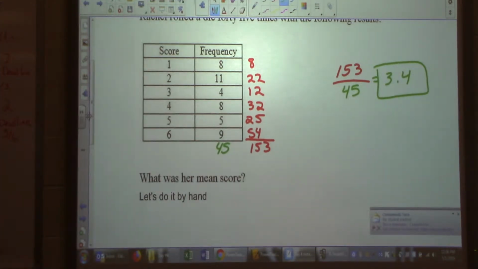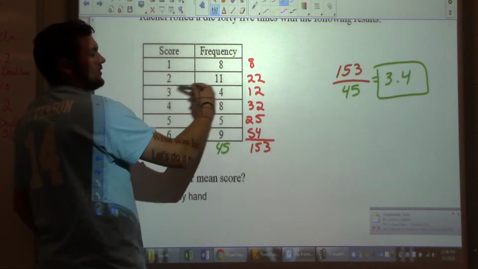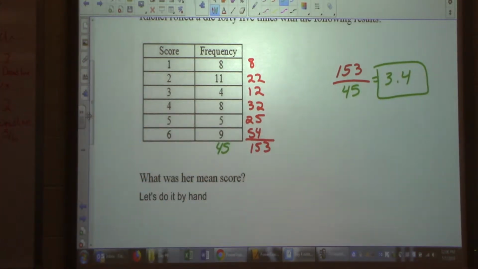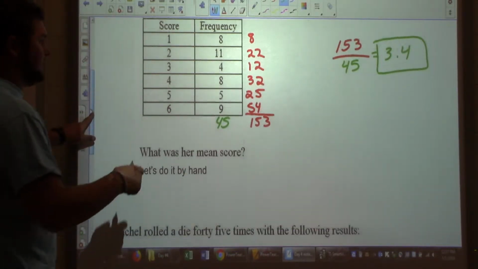So when you're doing your frequency table by hand, like I said, multiply across, add them up, and then divide by how many times you roll the die, or how many times you did a certain thing. Does that make sense? Pretty easy. You seen that before? Alright, so that's by hand. We just did it by hand.